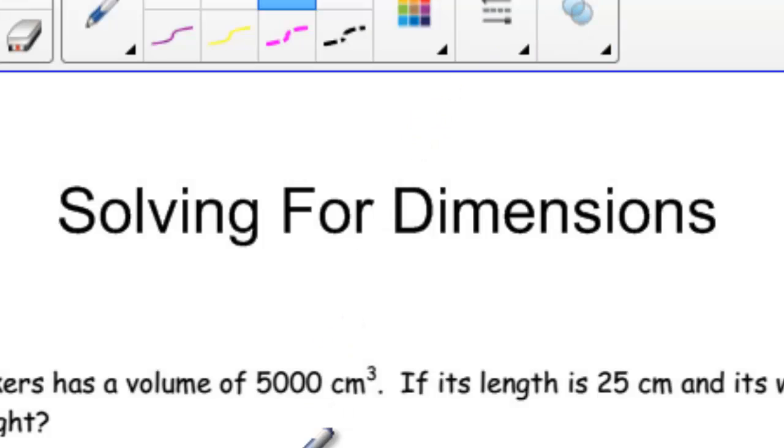In this video, we'll be looking at how we can use the formulas that we know for volume and surface area and work backwards to solve for dimensions. So let's look at this first example.